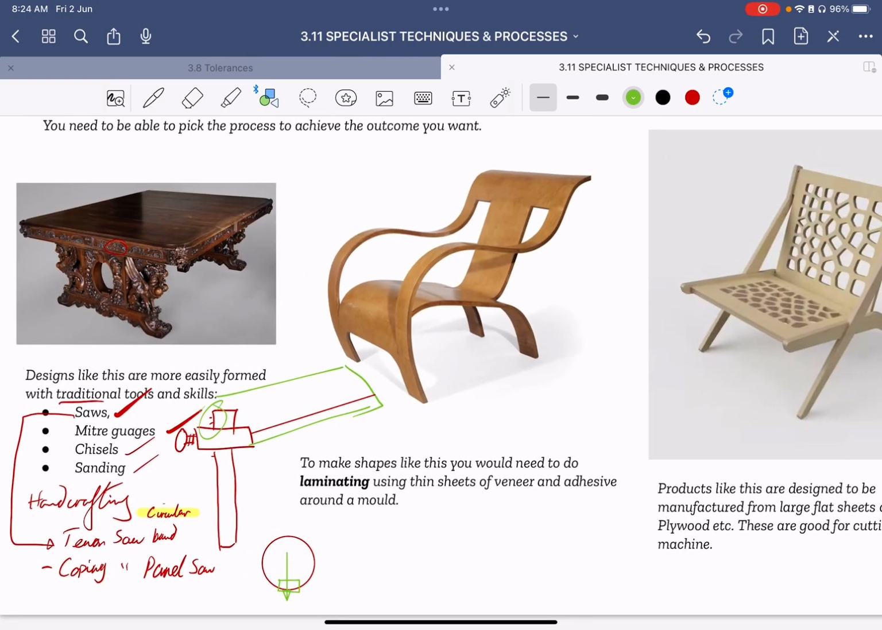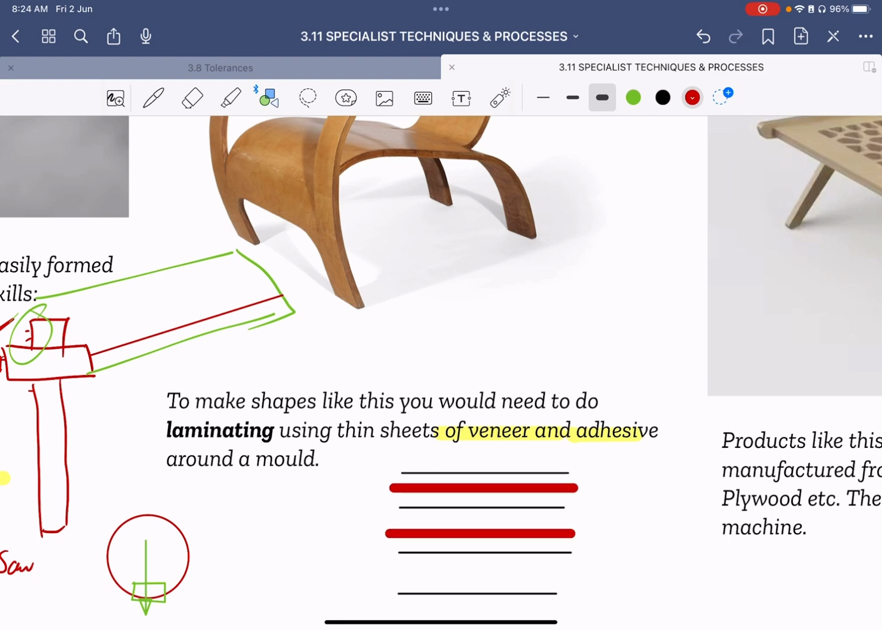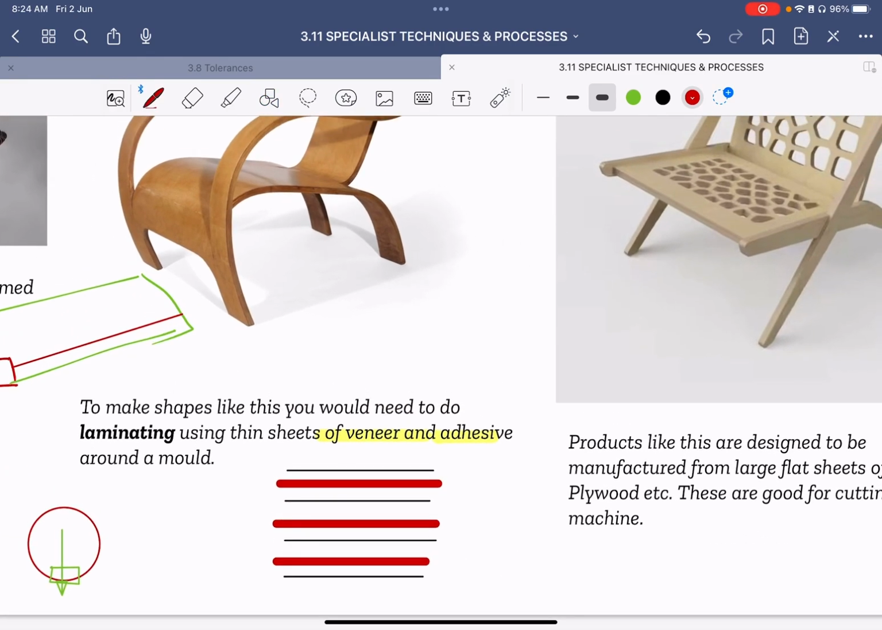So the next technique to look at is laminating. Laminating is typically where we use thin sheets of veneer. Now this is basically what plywood is, with glue. It's like making a sandwich, or if you've ever eaten a lasagna, a lasagna is made up of sheets of pasta, and then in between that you've got all the nice stuff. You've got the sauce and the meat and all the yummy bits in between. That's really what plywood is like, and then plywood bends into laminating.